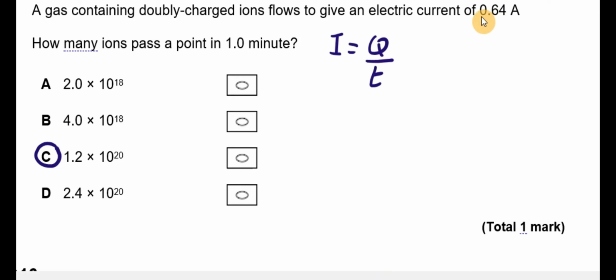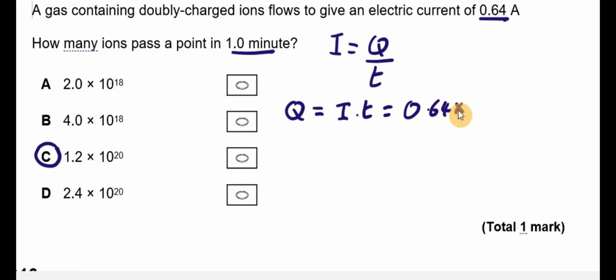So given that I know the current and given that I know the time, I can find the charge. So rearranging, the charge is equal to current multiplied by time. Current 0.64 amps. Time 1 minute, but I must of course convert that to standard units: 60 seconds. I get an amount of charge of 38.4 coulombs.